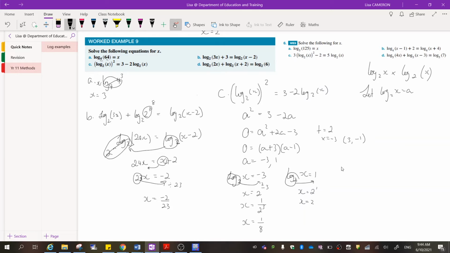Okay, D. I'm running out of space. Let's rub some of this out and we'll do it nice and neatly.